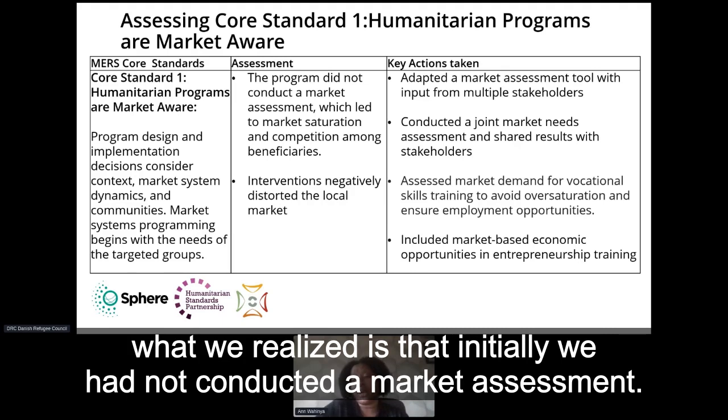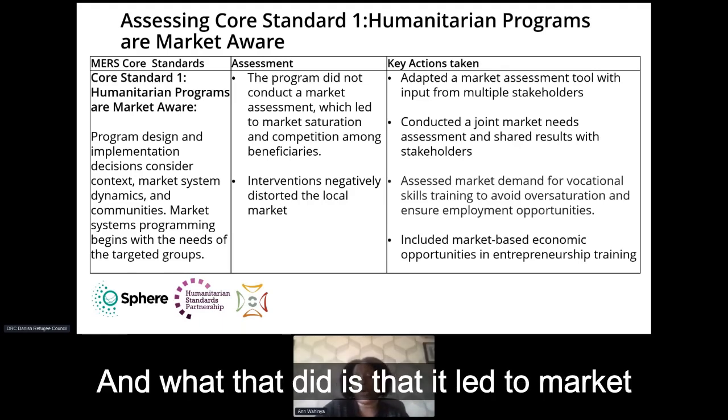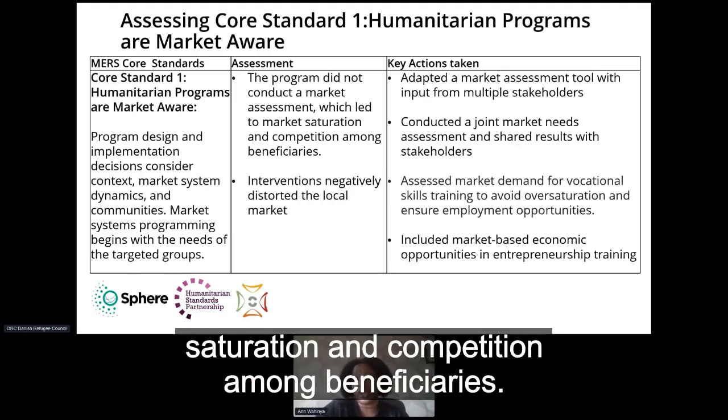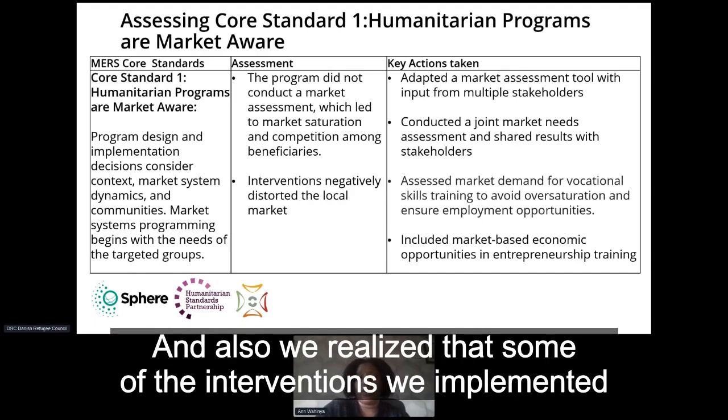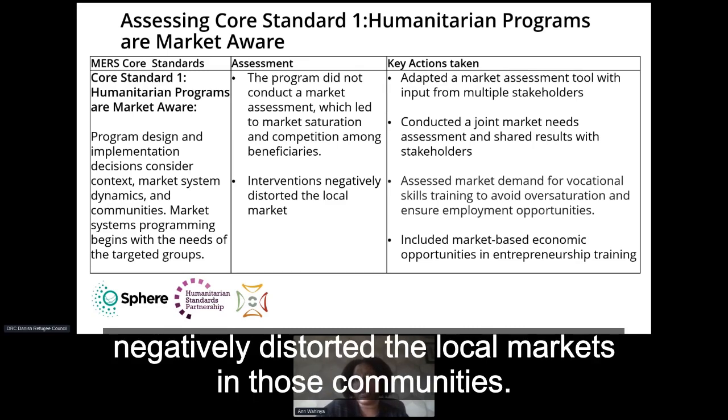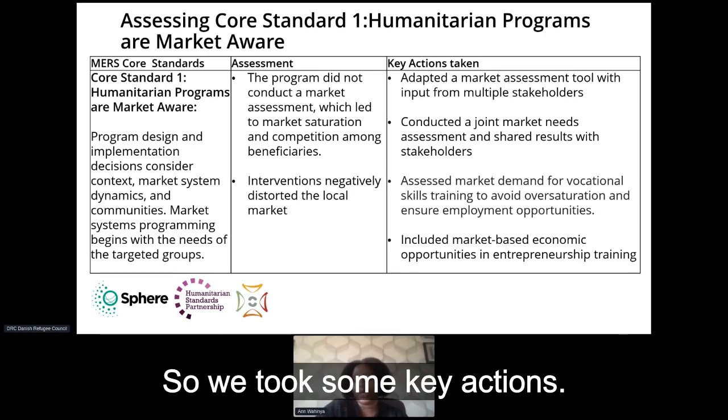So when we assessed this standard against the DREAMS program, what we realized is that initially we had not conducted a market assessment. And what that did is that it led to market saturation and competition among beneficiaries. And also we realized that some of the interventions we implemented negatively distorted the local markets in those communities. So we took some key actions.